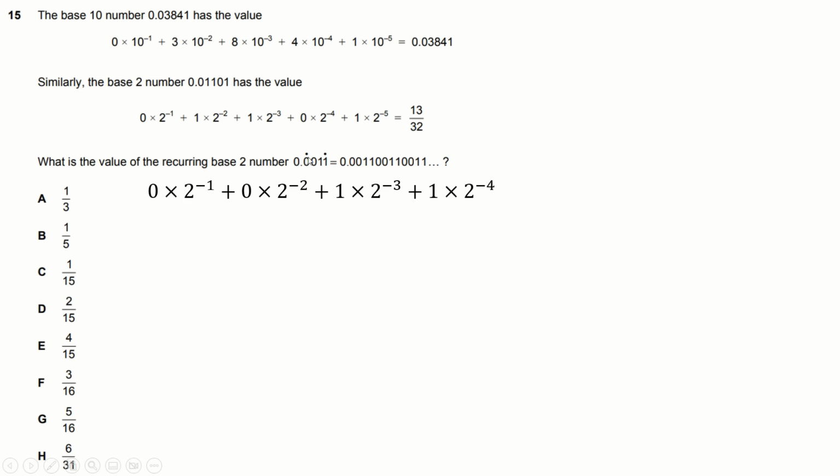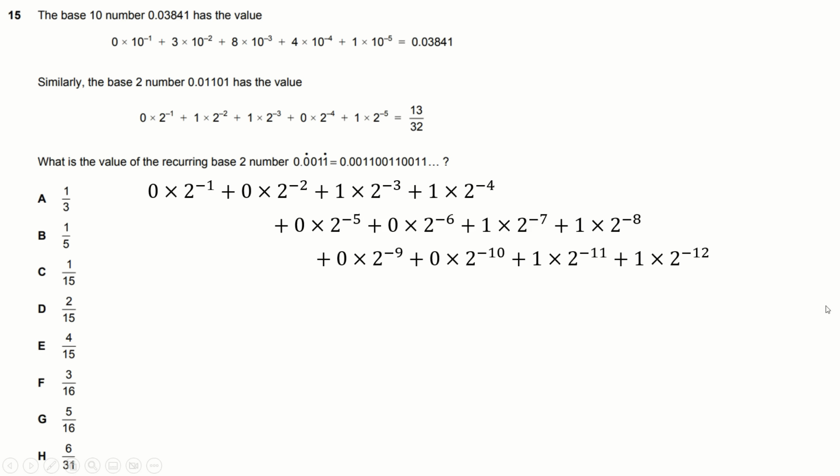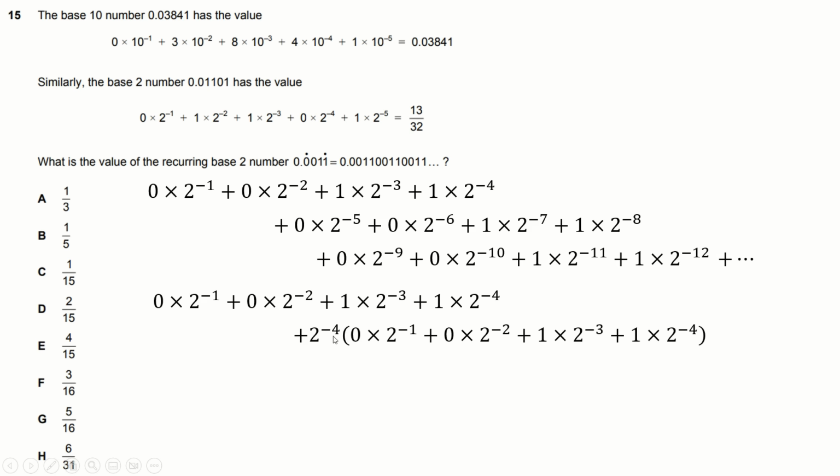So the first 1, 2, 3, 4 digits are just going to be this, based on how this works. The next 4 digits are also 0, 0, 1, 1, but we're further down the powers of 2. So it's going to be this. And then after that, you're going to have another lot of them. And then after that, it just keeps going. Now, what I could do here is, from this row here, I can factorize out a 2 to the -4 to make it look the same as the previous row.